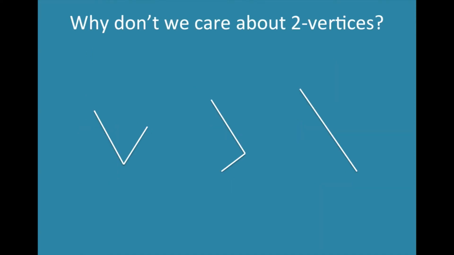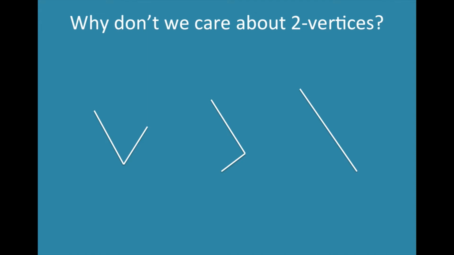Now this brings us to 2 vertices. Why don't we care about 2 vertices? If we take the 2 vertex on the left, I could theoretically bend it into the 2 vertex example in the middle. But I could also bend it enough to straighten it out, and then I could just leave it alone. And suddenly my 2 vertex is just a straight line.